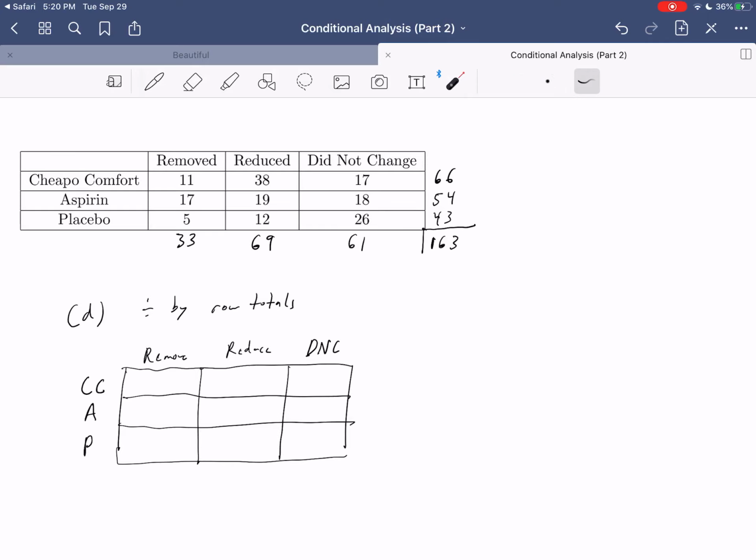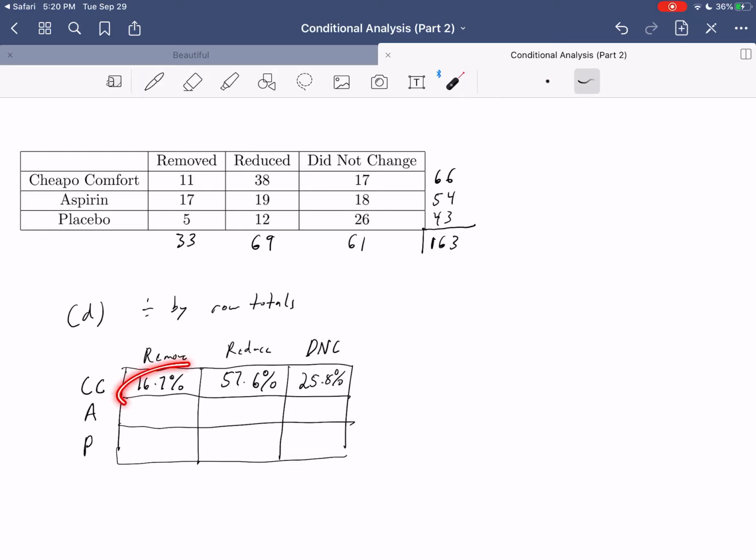All right, so remember, we're going to be dividing by the row totals. So for 11, we'll divide by that 66. So 11 divided by 66, we should get 16.7%. Then 38 divided by 66, we'll get 57.6%. And then 17 divided by 66 looks like we should get 25.8%.